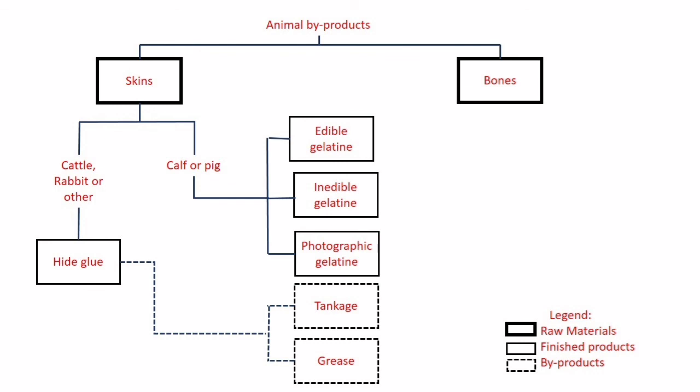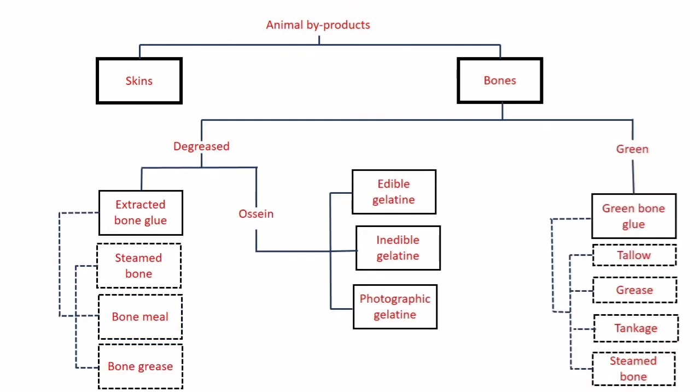This is the diagram of the different byproducts of the process. Skin raw material can produce hide glue and gelatin. Hide glue has byproducts of tankage and grease. Bones can be degreased or green. In the degreased process it can produce bone glue and gelatin, while the green process produces only green bone glue.